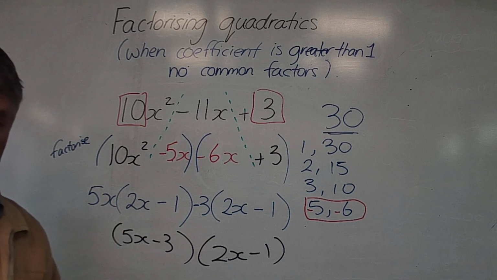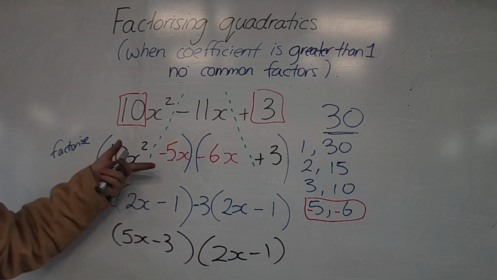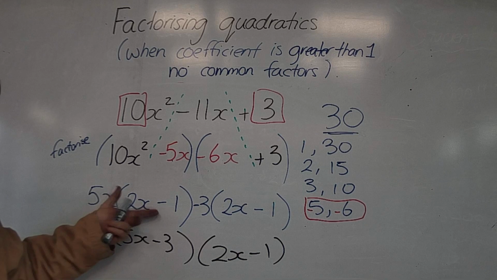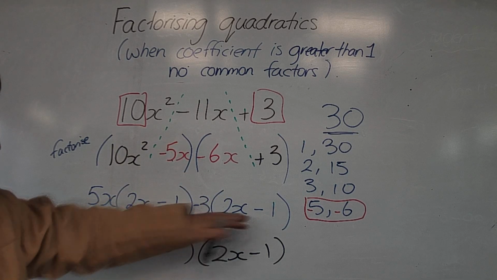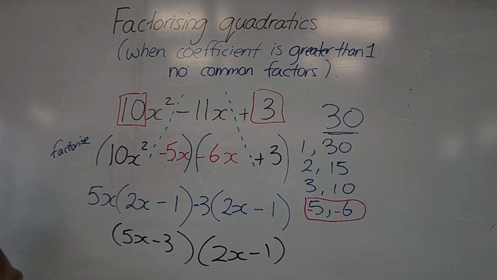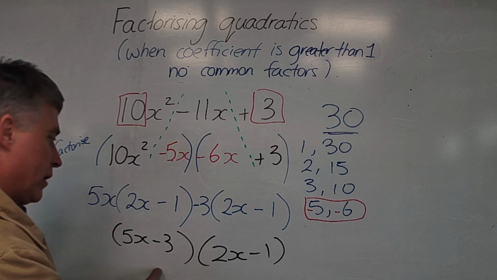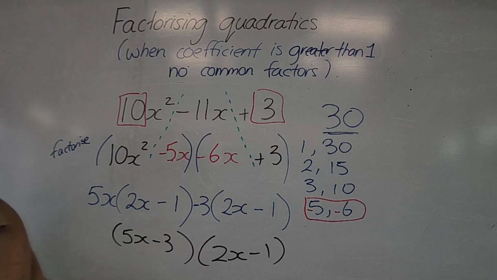So you can see that if you get stuck here, you've always got a backup when you get to here, where you're looking for matching brackets, and as long as you haven't made too many mistakes, you'll be able to have matching brackets, and you've got the solution there. So you should get something like that. It doesn't matter which way around. It can be 2x minus 1 and 5x minus 3. It doesn't really matter about the way around, okay?